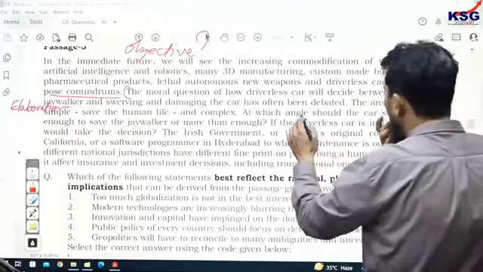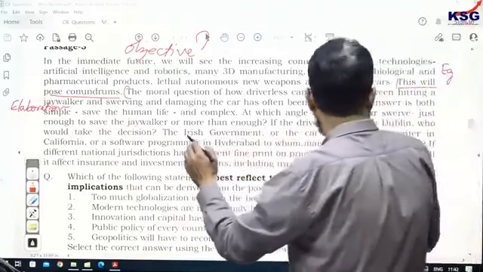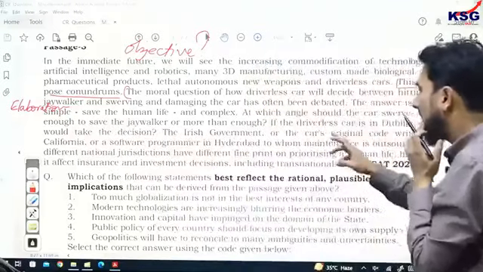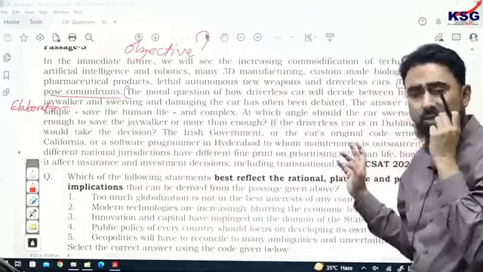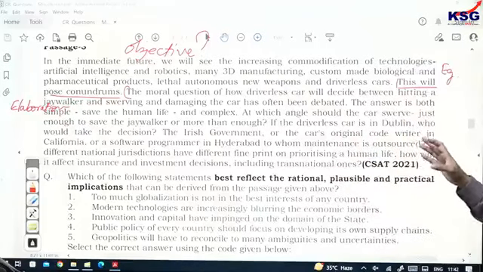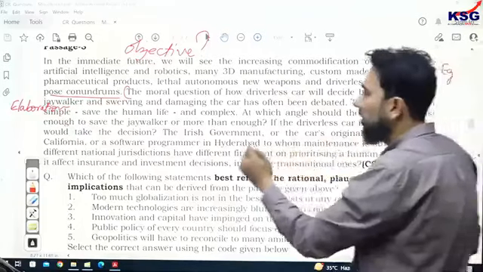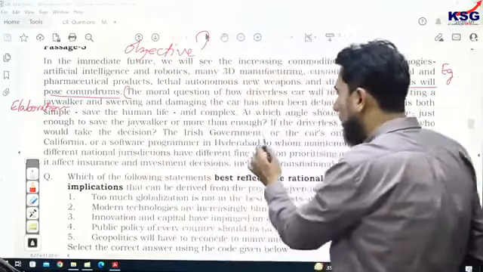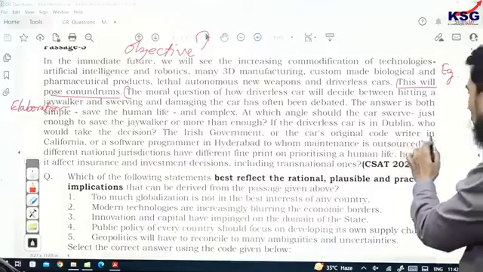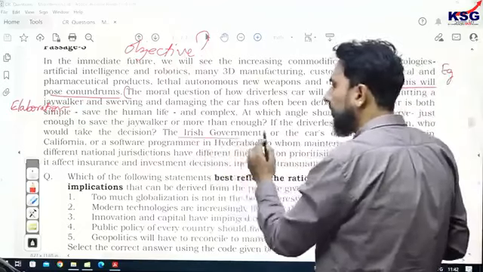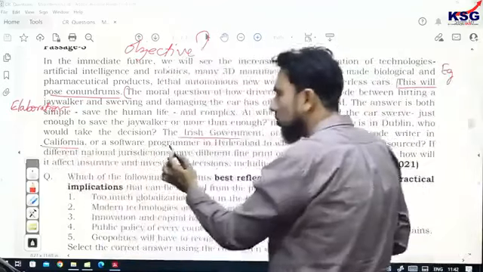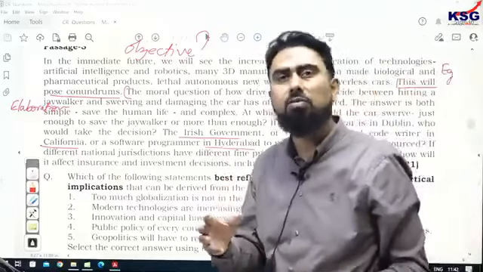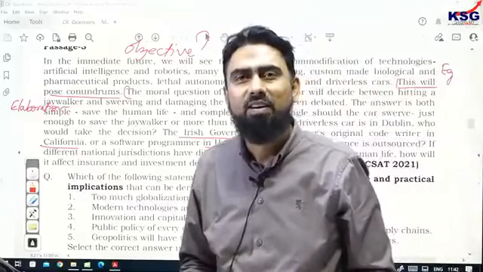How complex? At which angle should the car swerve, deviate? Just enough to save the jaywalker or more than enough? If the driverless car is in Dublin, you all know, capital of Ireland, who would take the decision, right? The Irish government, or the car's original code writer in California, or a software programmer in Hyderabad. So three different nations are involved, right?